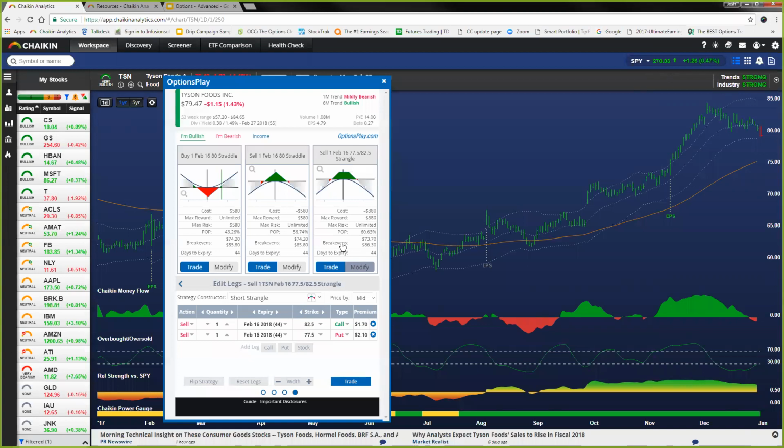Yep, so there you go. I happen to rather sell strangles and straddles. You have better odds of success. You're taking a little bit less money, but you're better odds of success. And if I'm doing credit trades, I like higher odds, lower reward for my credit trades.